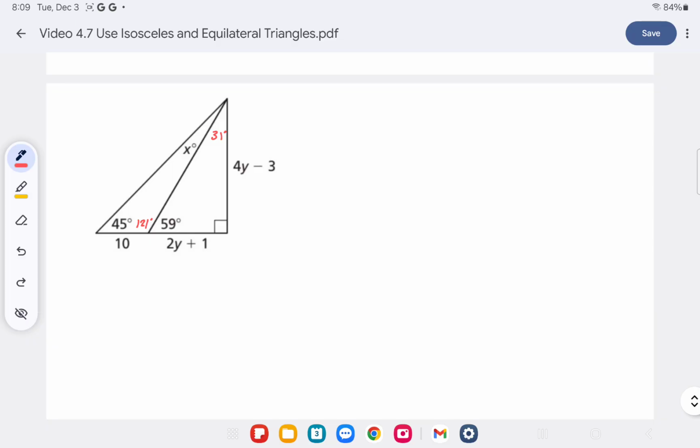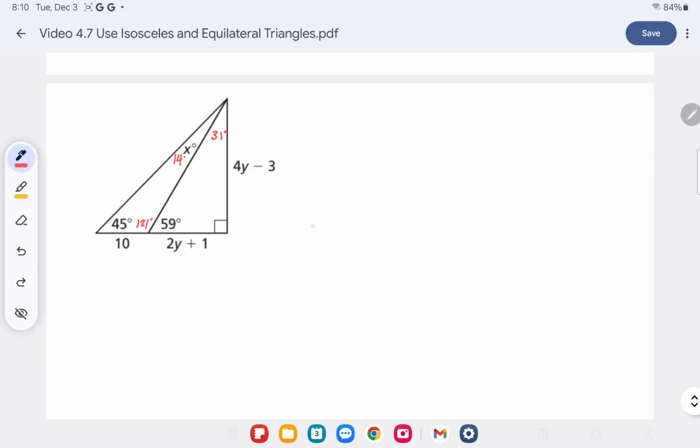And now knowing the 121 degrees, we can find x. So we would take 180 minus the 121 plus 45. So let's see, 121 plus 45 is 166. So up here we have x is 14. And this is the information that we need to find y.